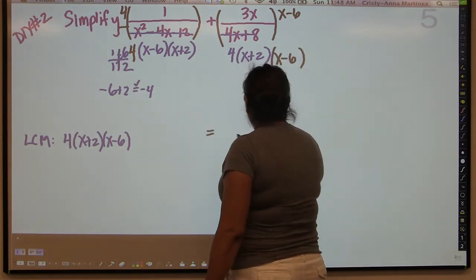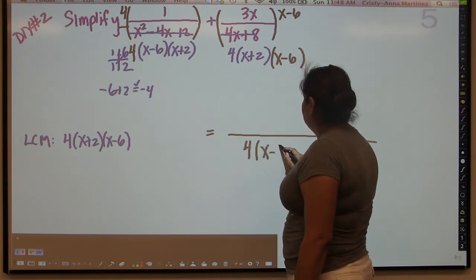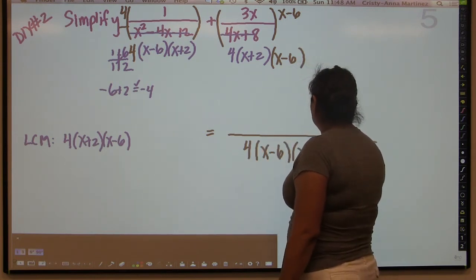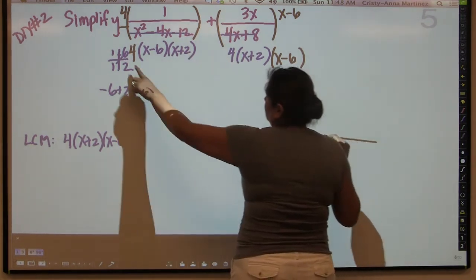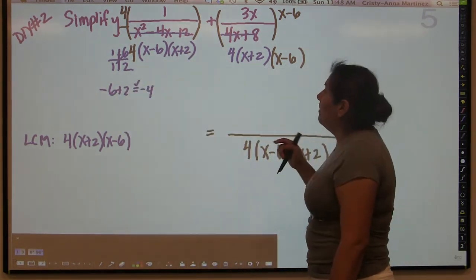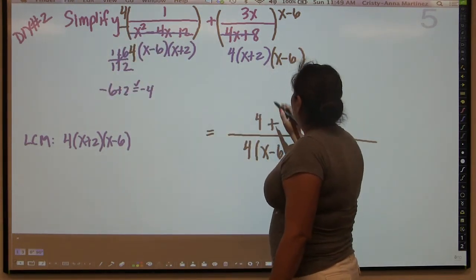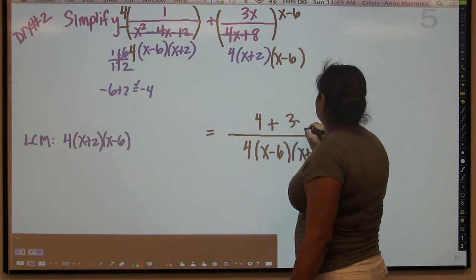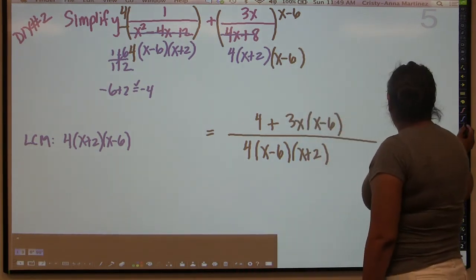So now we will get the common denominator on the bottom will be 4 times x minus 6 times x plus 2, which both expressions have now. They have all three factors. And on the top, we'll get 4 times 1, which is 4, and then 3x times x minus 6.